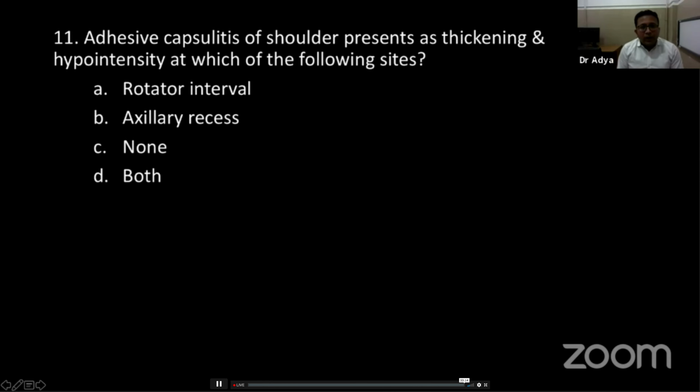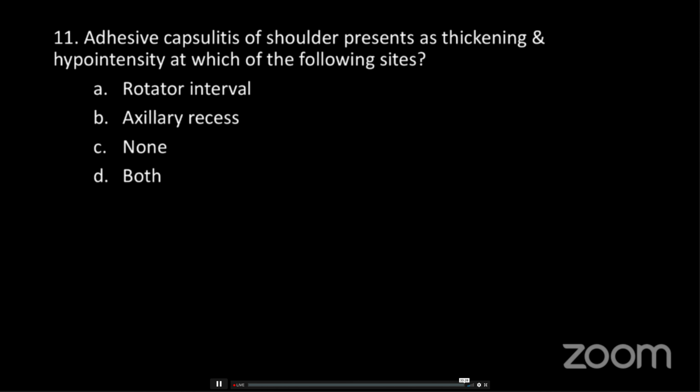Next question, 11. Adhesive capsulitis of shoulder presents as thickening and hypointensity at which of the following sites? A, rotator interval, B, axillary recess, C, none, D, both. The poll is live, sir. I'm ending the poll, sir.